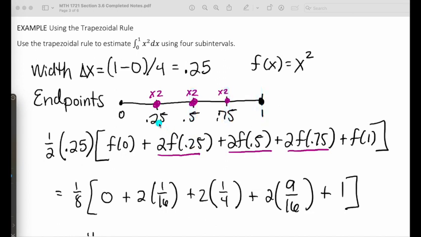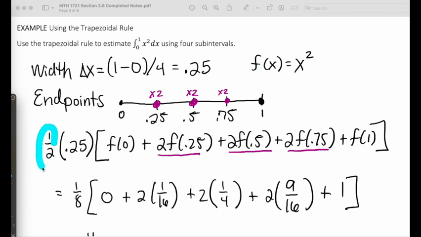So when I evaluate these values by plugging them into our function, these interior ones are going to be doubled because they share a side in common. This right here is going to be counted in the first and the second trapezoid. This height right here is going to be counted in the second and the third. And this one here is going to be counted in the third and the fourth, where these on either end of our entire interval are only going to be counted once.